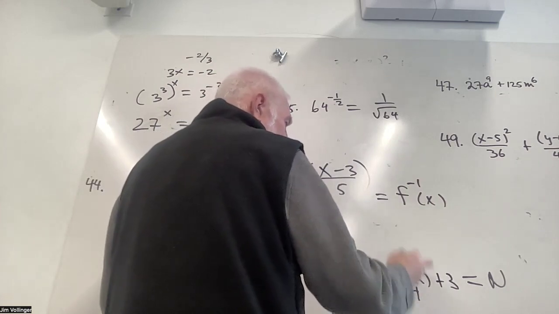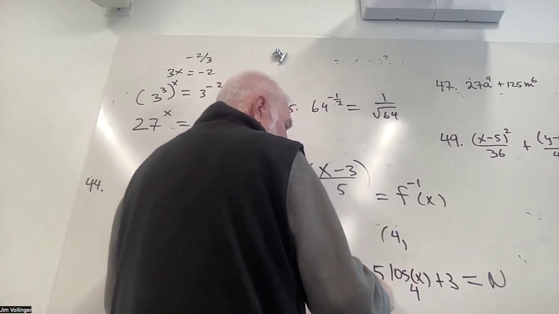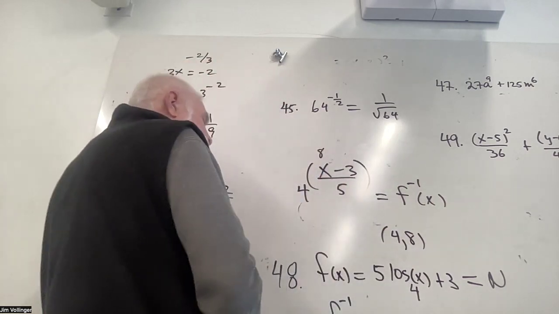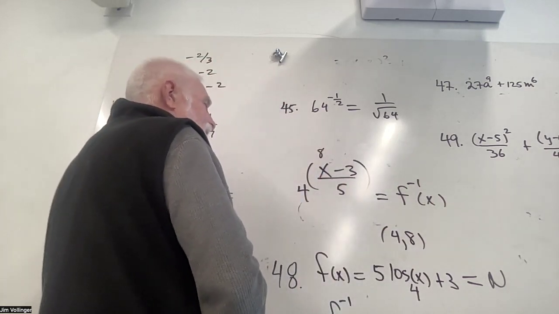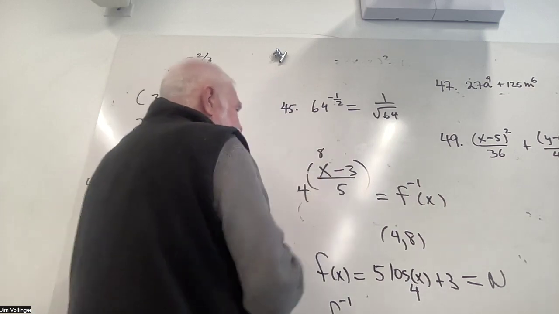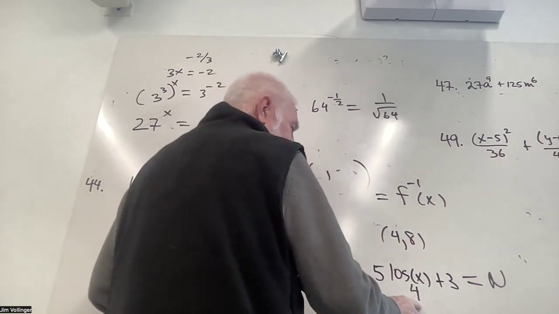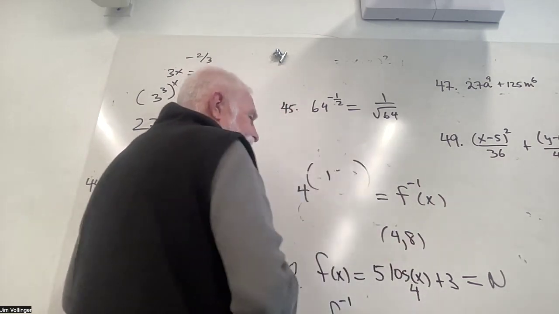Let's plug 4 in. If I plug 4 in, I get 1 times 5, 3, 8. So let's plug an 8 in and hope. I'm getting near the end of the video. That means I'm ready to make a mistake. 8 minus 3 is 5. Divided by 5 is 1. And 4, 8 in the bottom function. 8, 4 in the top. Checks.